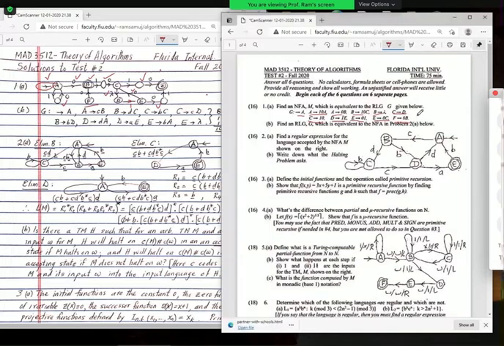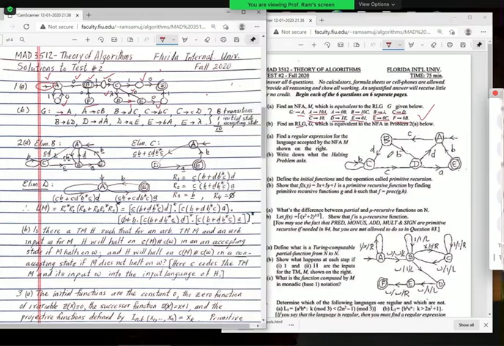Then they say find an RLG that is equivalent to this machine. So you say, okay, the initial state is A, so that converts to the starting symbol. So it's two different things. This was the starting symbol, and now you got this, and this is the starting symbol, right?